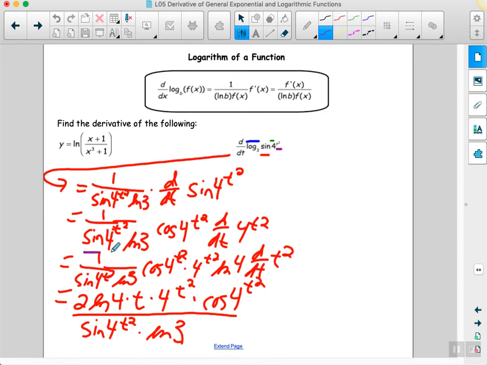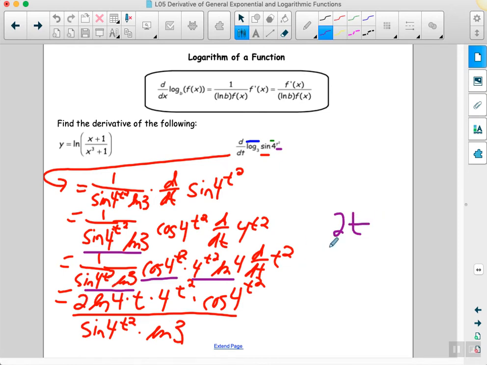So again, repeating this component, that was the derivative of, no, sorry, that's the derivative of the great-grandmother, leaving the grandmother, the mother, and the baby inside. This is the derivative of the grandmother, leaving the mother and the baby inside. This now becomes the derivative of the mother, 4 to the t squared times ln of 4, and then I need to multiply by the derivative of the baby. And the derivative of the baby is going to be 2t.